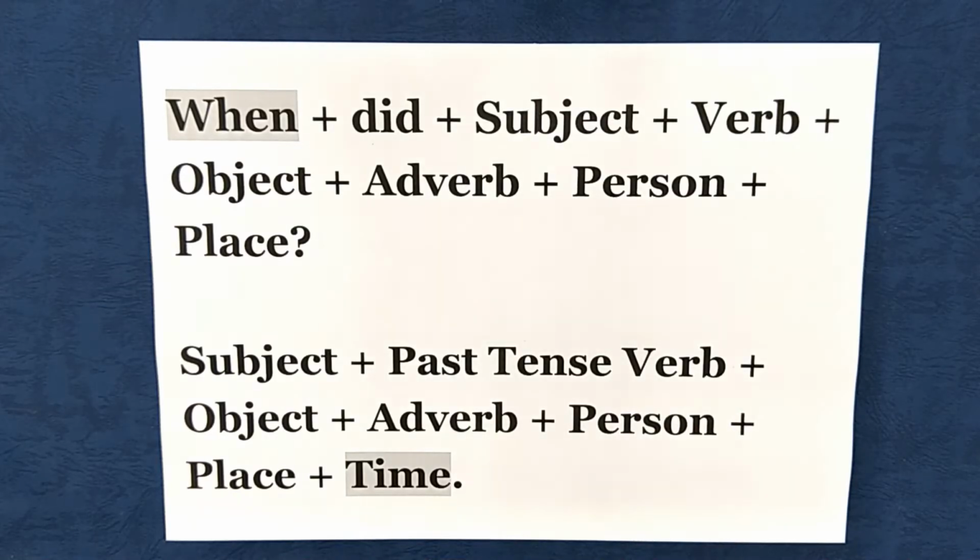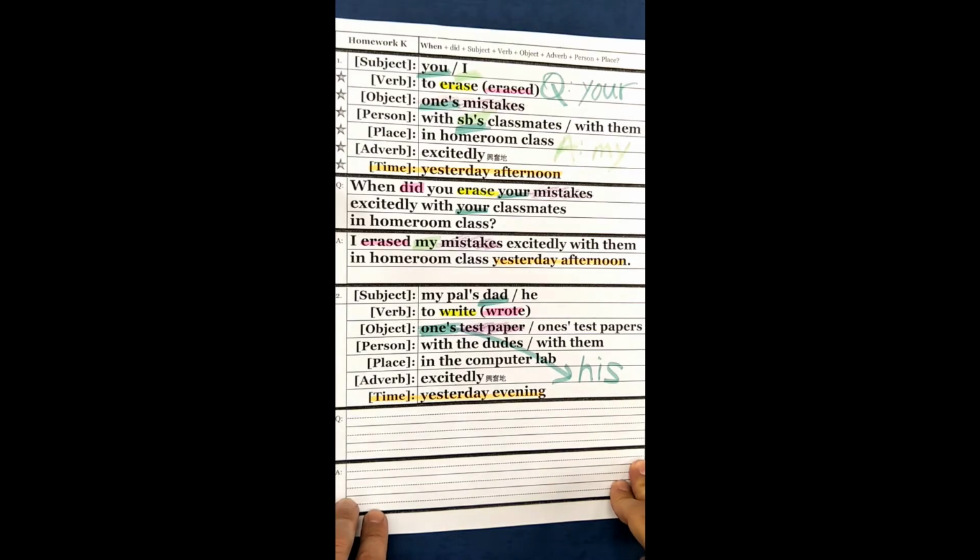Okay, simple past, homework K. W question, when? When plus did plus subject plus verb plus object plus adverb plus person plus place. Answer: subject plus past tense verb plus object plus adverb plus person plus place plus time. The W question, when? The answer is time.